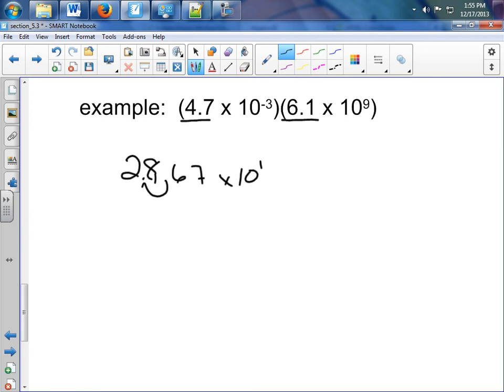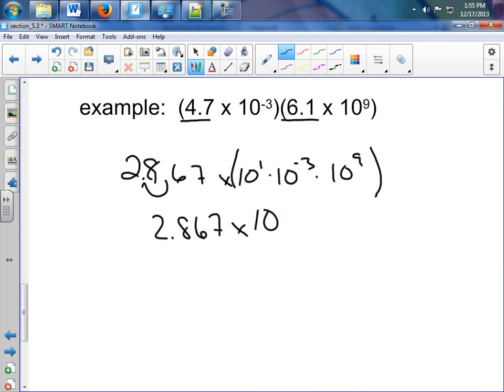Because I can never remember whether I'm supposed to add 1 or subtract 1 from the exponent, I'm going to do it this way. So now I have to worry about all my tens. 10 to the negative 3rd, 10 to the 9th. So I add the exponents. 1 plus negative 3 is negative 2. Negative 2 plus 9 is 7. So it turns out to be 2.86 times 10 to the 7th.